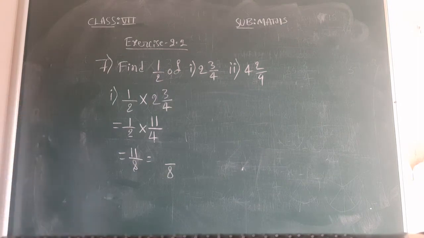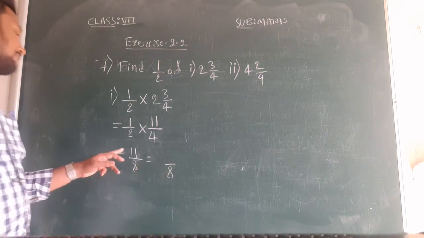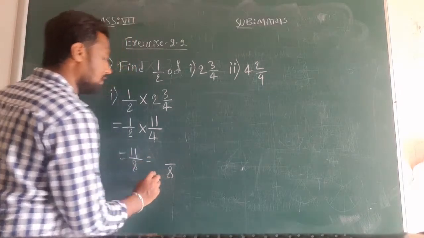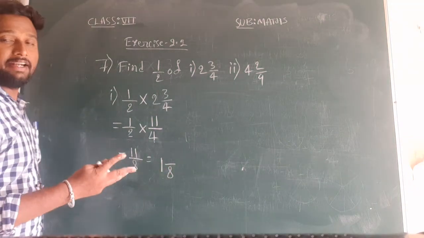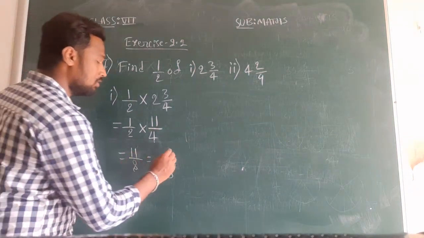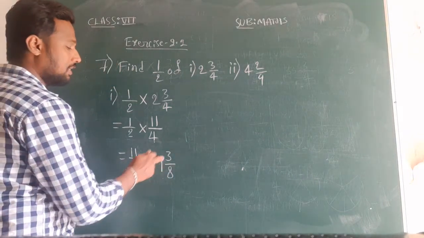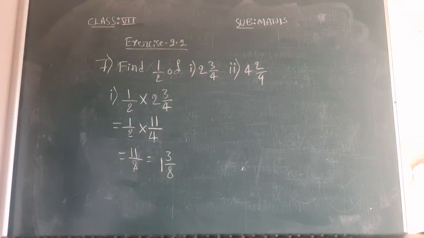If I multiply this 8 with 2, I will get 16. That 16 is greater than 11, so I will not multiply with 2. I will consider 1 only. So 8 into 1 means 8. That 8 is 3 less than 11, so I will write 3 here. So 8 into 1 is 8, 8 plus 3 means 11. So we will get 11 divided by 8.